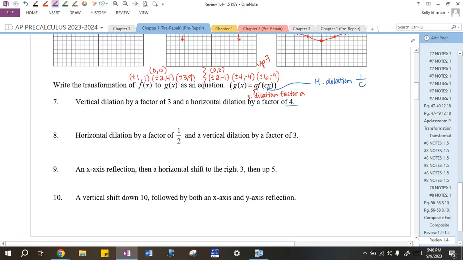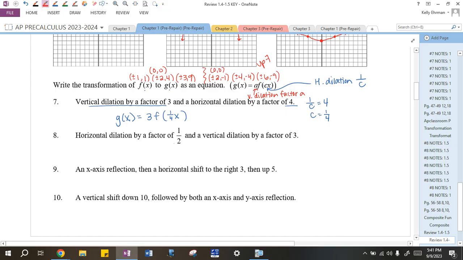All right, so vertical dilation by a factor of 3. So let's see, transformation of f of x to g of x. So this is going to be g of x equals 3 f of horizontal dilation by a factor of 4. So that means that 1 over c is equal to 4. In other words, c is equal to 1/4. If you flip this and flip this. So what does that mean? We put 1/4 x, or we put x over 4, however you want to look at that.